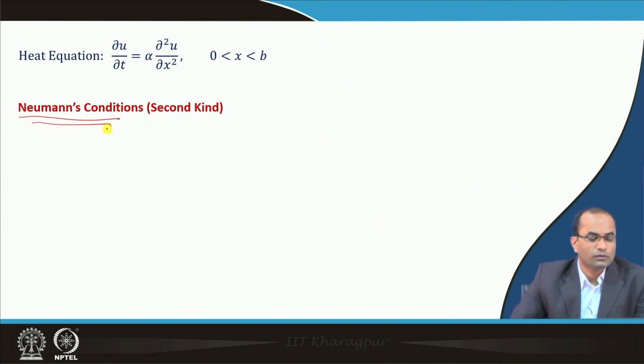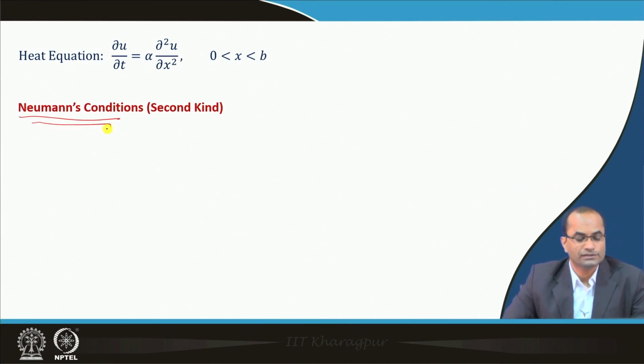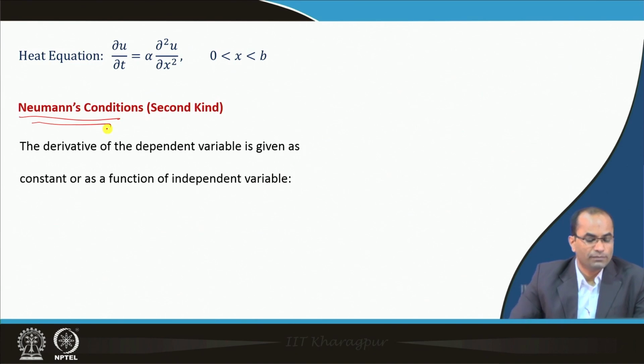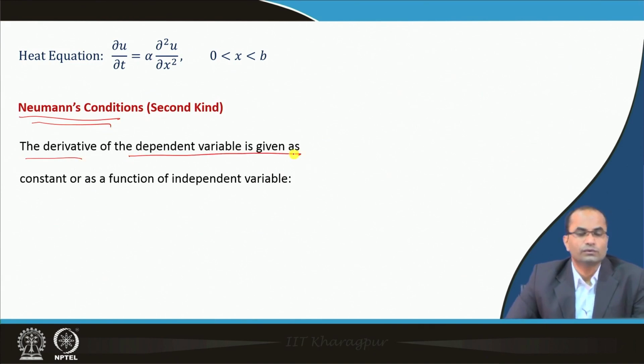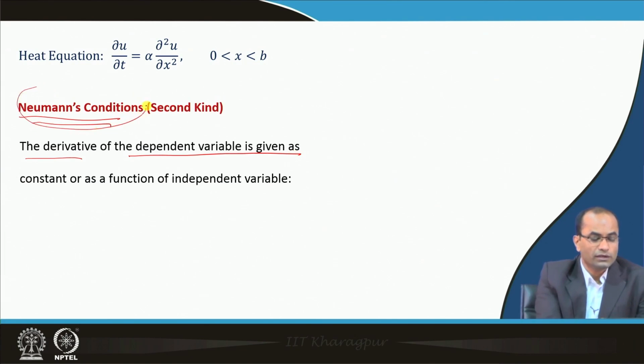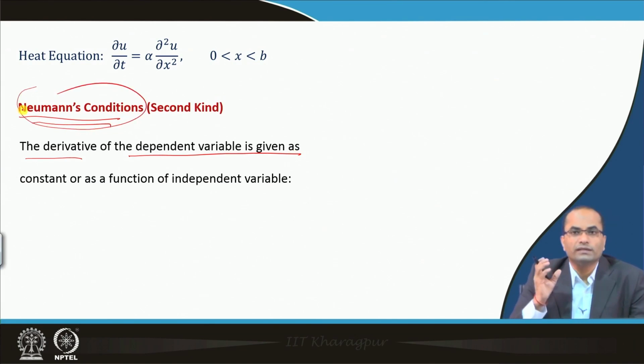The next situation we will explain again with the help of this heat equation, and these boundary conditions are called the Neumann boundary conditions, or the second kind boundary conditions. The derivative of the dependent variable is known. Now, not the dependent variable directly known at the boundaries, but its derivative is known. So, this is the so-called Neumann boundary condition, where the information is the derivative, not directly the dependent variable.